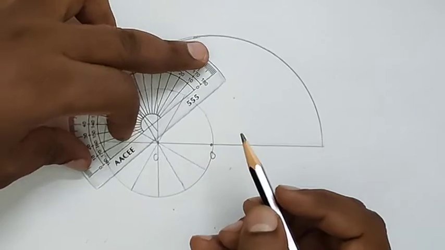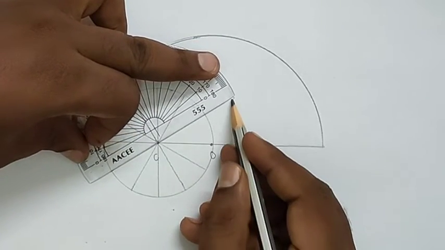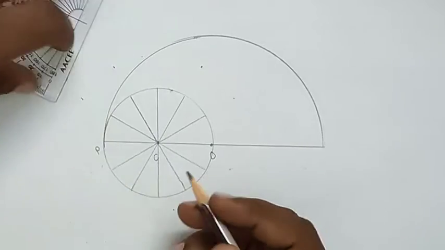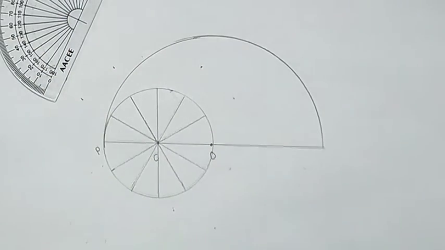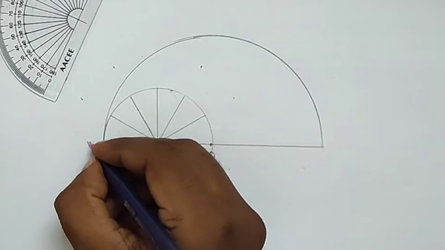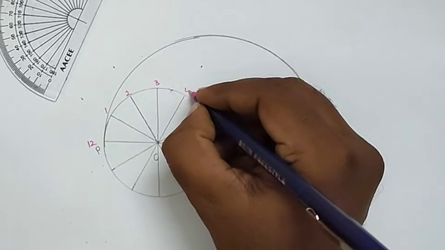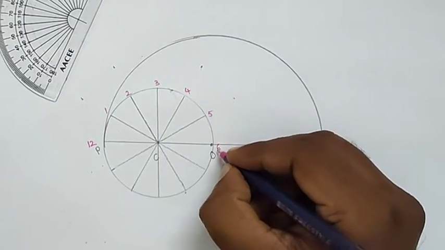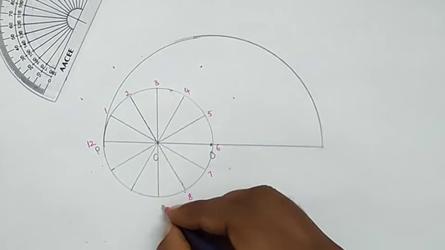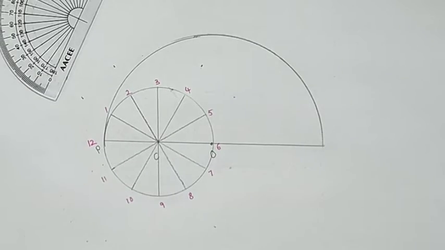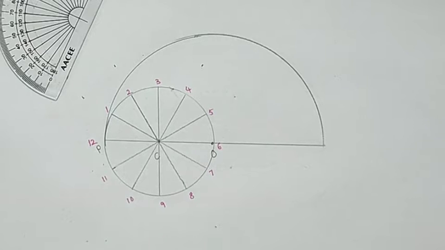Each part should be 30 degrees, and you can divide the rolling circle into 12 parts. After dividing the rolling circle into 12 parts, we will give the notations here. I am taking this one as 12, and here 1, 2, 3, 4, 5, 6, 7, 8, 9, 10, 11 points, like that. We will give the notations on the rolling circle.